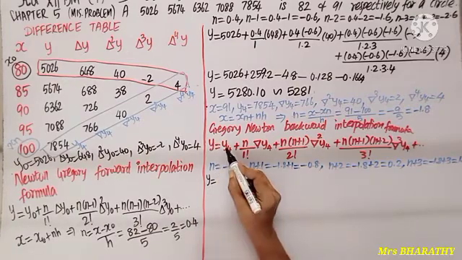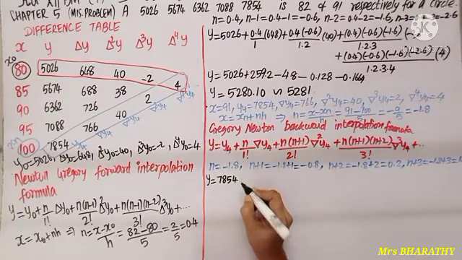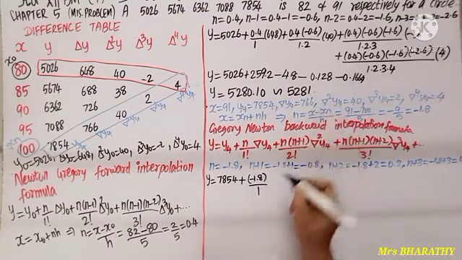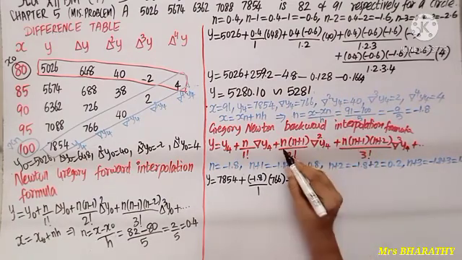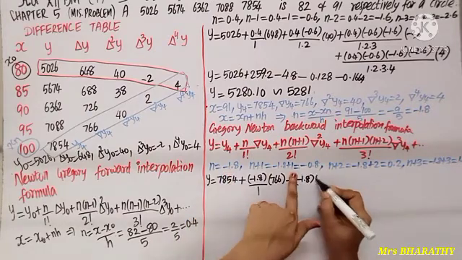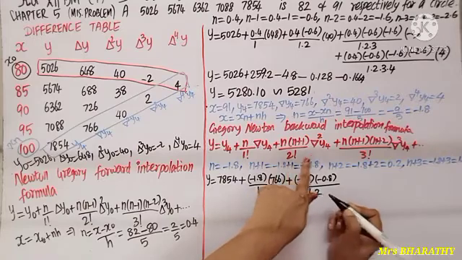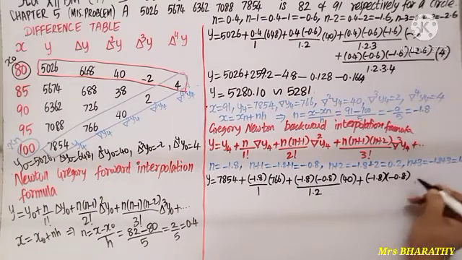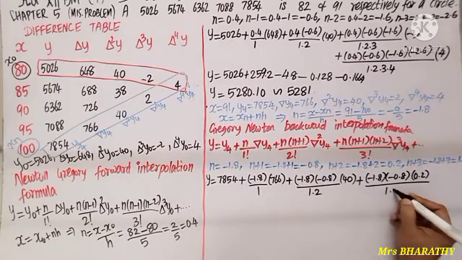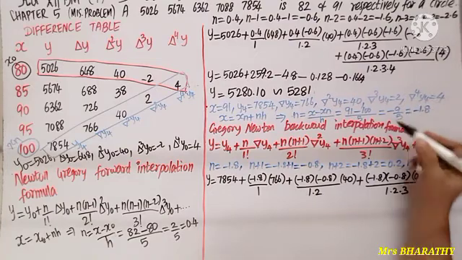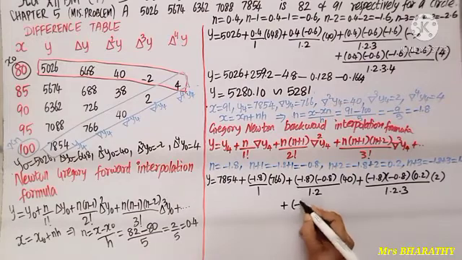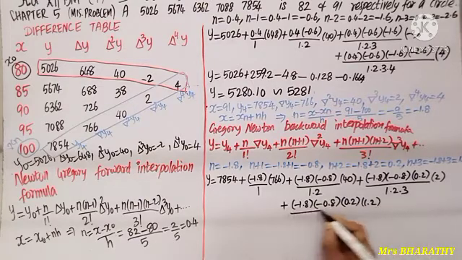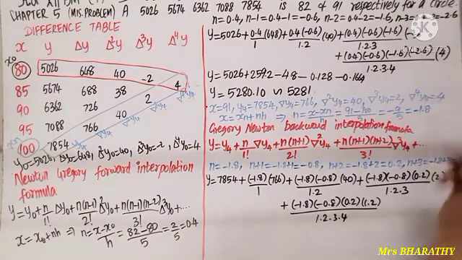y is equal to y4, the starting value 7854, plus n value minus 1.8 by 1 factorial, nabla y4 766, plus n into n plus 1, minus 1.8 into minus 0.8 by 2 factorial, nabla square y4, that is 40, plus n into n plus 1 into n plus 2 divided by 3 factorial into nabla cube y4, that is 2, plus n into n plus 1 into n plus 2 into n plus 3 divided by 1, 2, 3, 4, nabla power 4, that is 4.